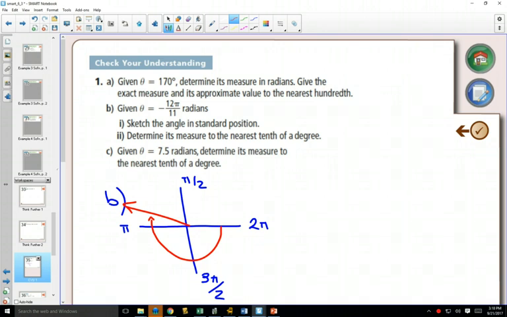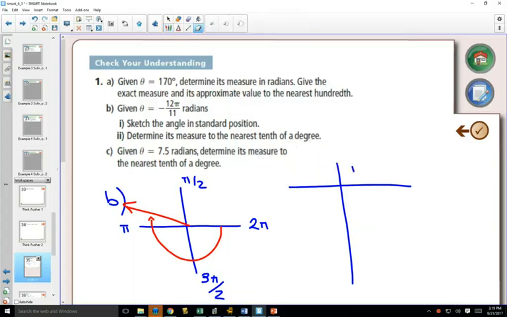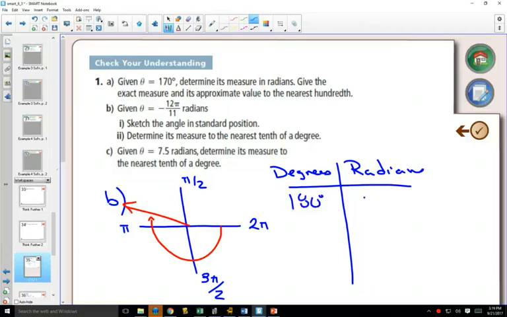Part 2, if we wanted to figure that out, again, if we use radians here, well, we always did degrees here, didn't we? Just being consistent. Degrees over here, radians over here. What do we know? We know 180 degrees is pi radians. So we could figure out what 1 is by dividing by pi. And then we could figure out what negative 12 pi over 11 is by multiplying 1 by negative 12 pi over 11.